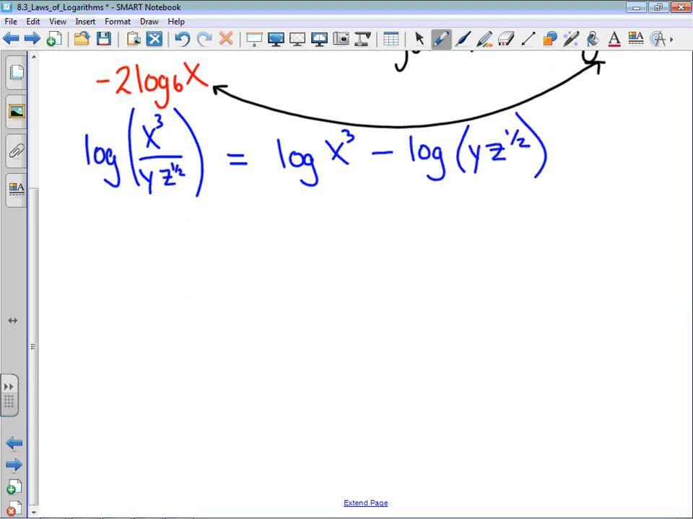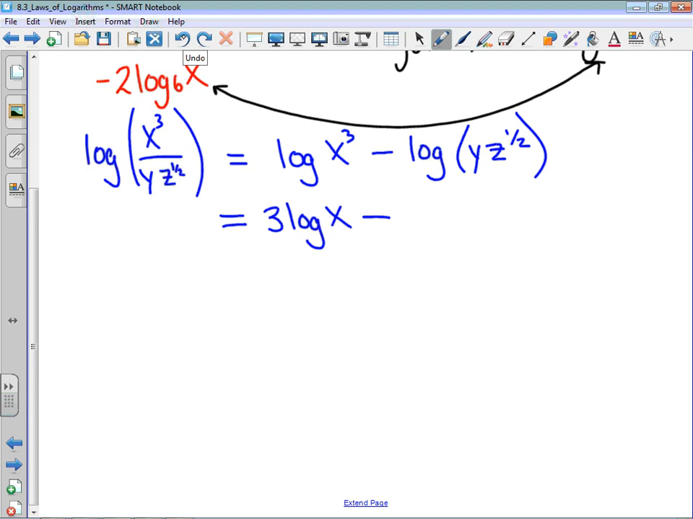Now, what's really important about this is I cannot use the power log law unless there is a single expression to that power. So my first logarithm can be changed into 3 times log of x. My second logarithm can't, because only the z is to the power of 1/2. The y is to the power of 1. So because they don't have the same exponent, I can't pull that entire exponent out.